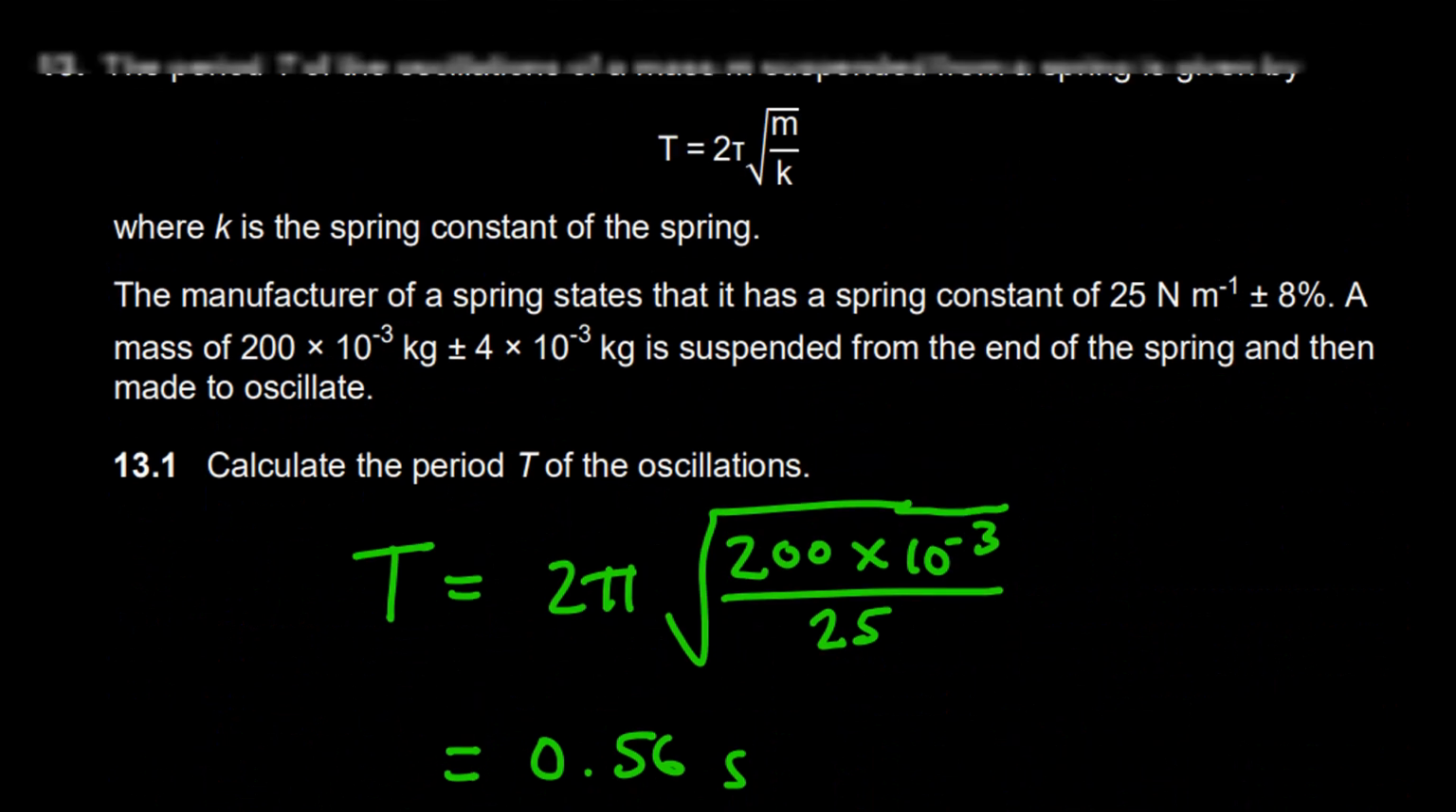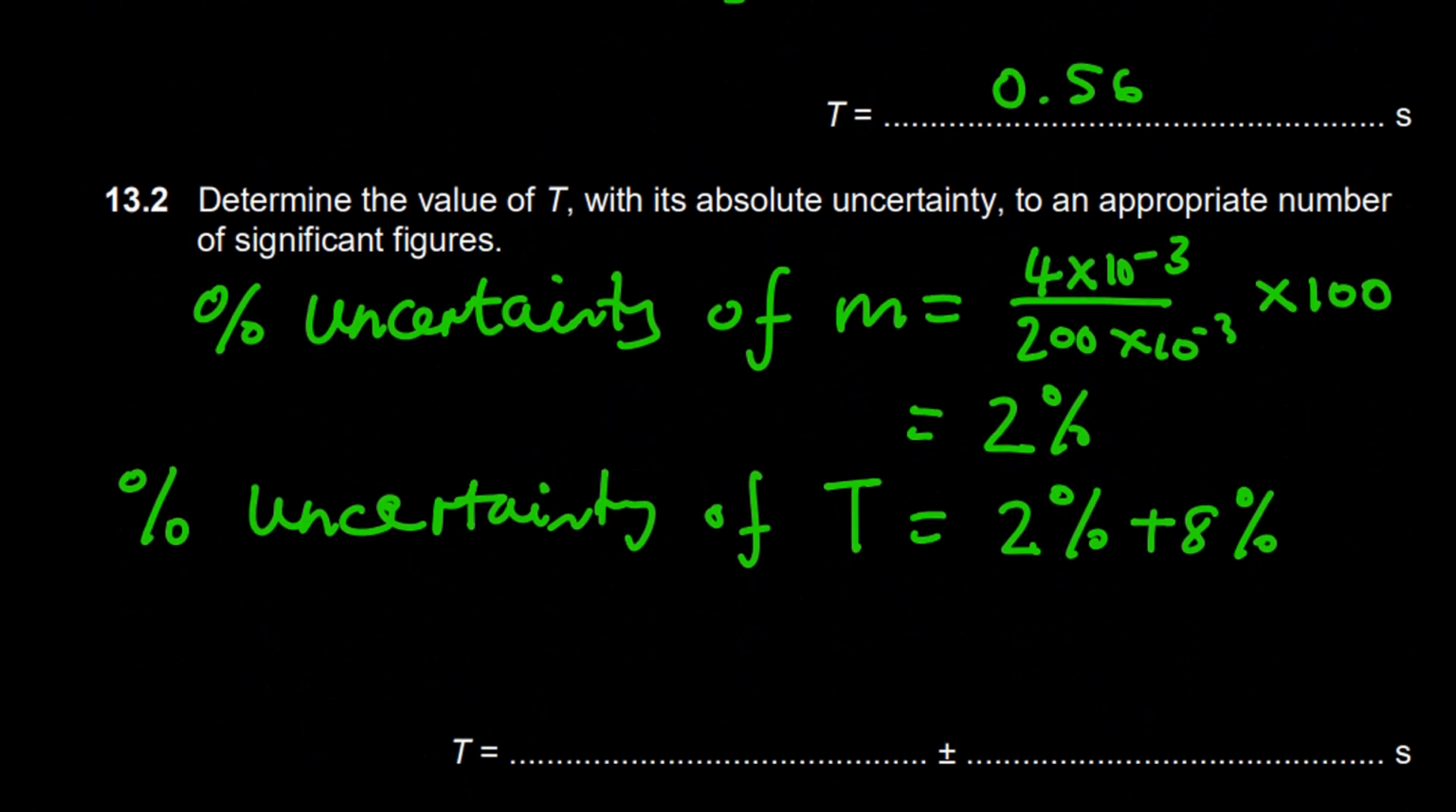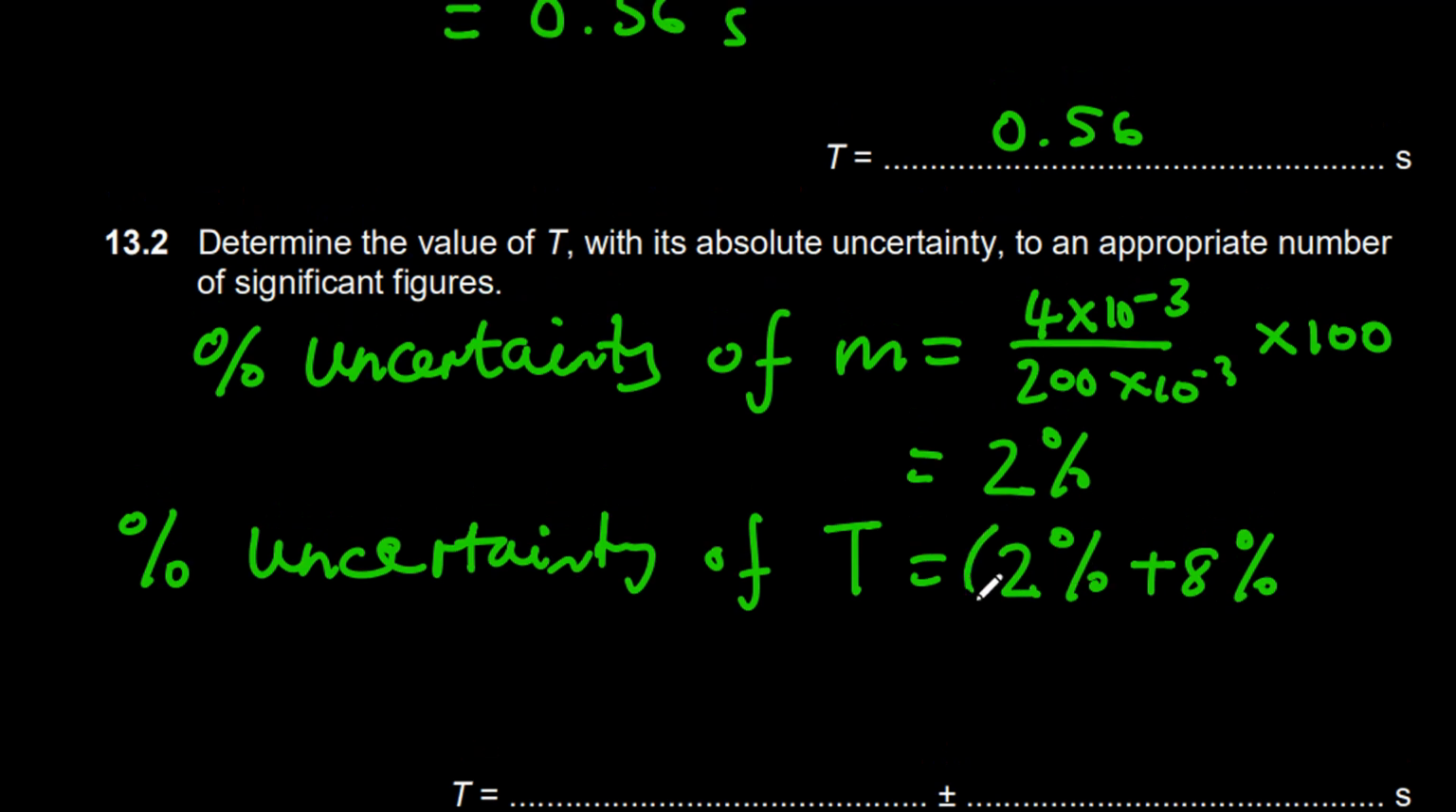Now, the question is, what do we do with the square root? Important to note that the square root is the same as to the power of a half. So this formula could be rewritten as 2 pi into m over k to the power of a half. And the rule says that when we raise something to a power, we multiply the percentage uncertainty by the power. In other words, we need to add the percentage uncertainties of m and k, and then we need to multiply it by a half. So that's 10% times a half, which is 5%.